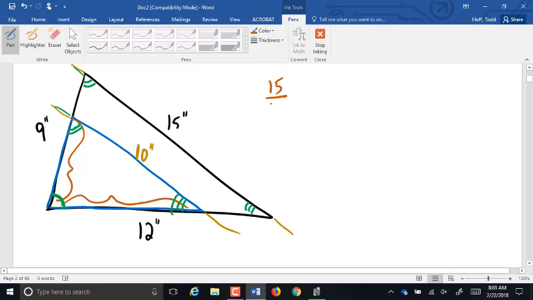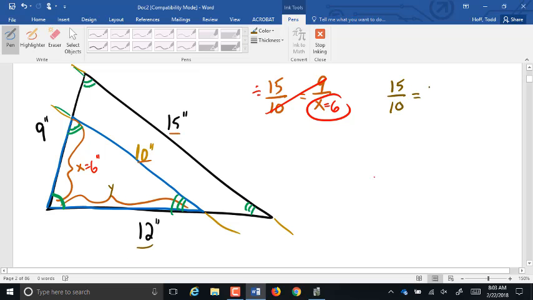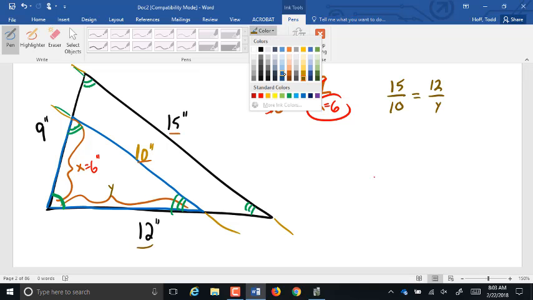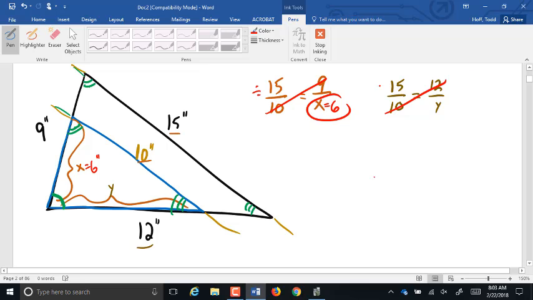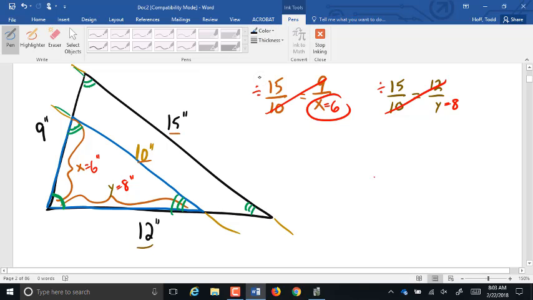So that means we've got that ratio of 15 to 10 has to equal, if I call this one x, 9 to x. Cross multiply and divide. X should be 6. We've got that same ratio, 15 to 10 equals 12, if I call this one y, 12 to y. Cross multiply, 10 times 12 is 120, divided by 15 is 8. That's 8 inches. So if I have two triangles that share two sides and the third side is parallel, they're similar.